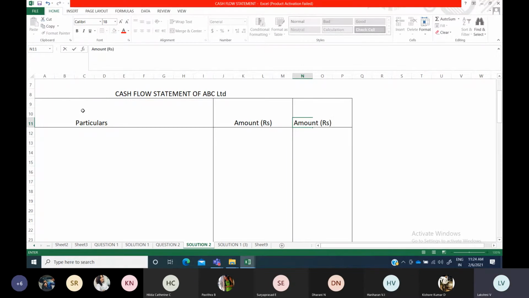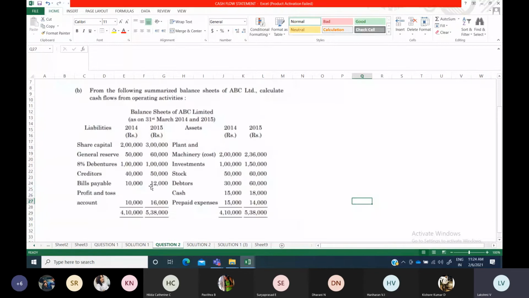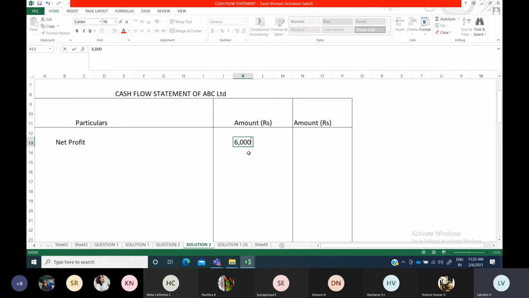So the first item will be your net profit. Your net profit amount will not be given in the question, but you have to find it out from your balance sheet. Profit and loss account, they have given both the dates, the opening and closing balance. The difference of that is known as the opening balance. So 16,000 with that 10,000, if you subtract, you will get 6,000. That 6,000 amount you have to mention here.